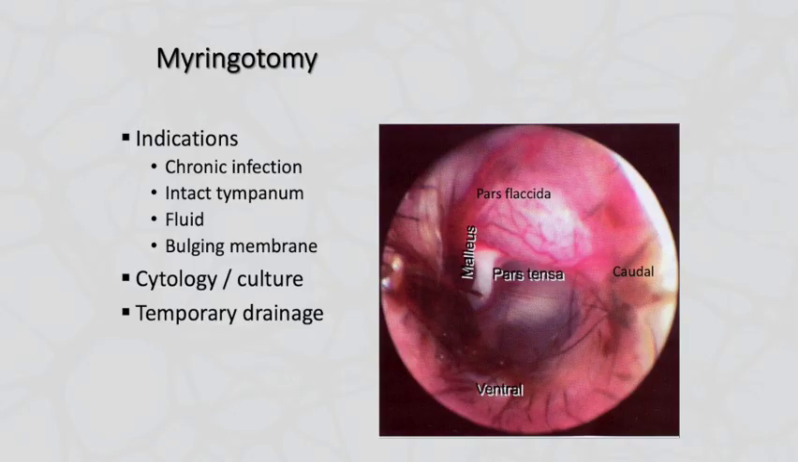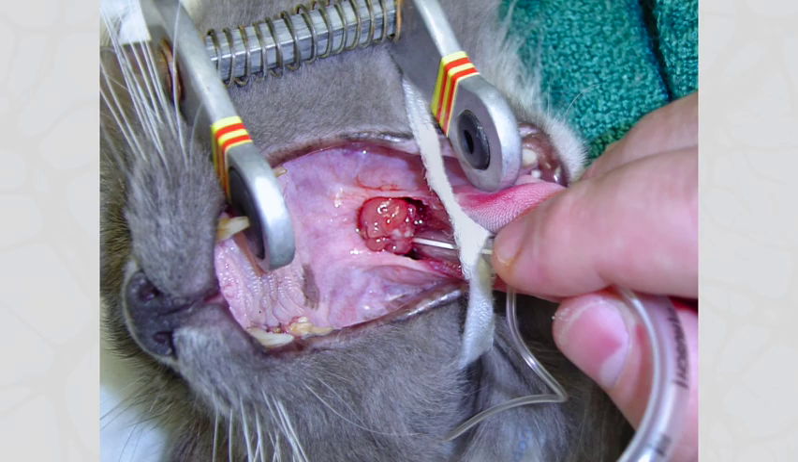When we're doing our myringotomy, we want to go within the caudal ventral region into the pars tensa because that's going to be less vascular, so there's going to be less hemorrhage, and it's going to be more likely to heal as well if we go through the pars tensa. There are potential side effects with doing the myringotomy, so facial paralysis can occur afterwards. Sometimes it's temporary, sometimes it can be permanent. Vestibular signs can be worse after doing it, so it's not a benign procedure.